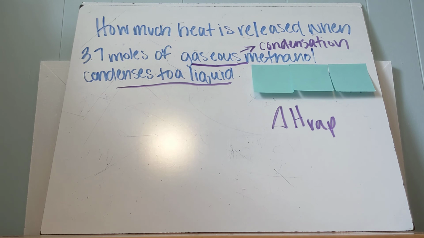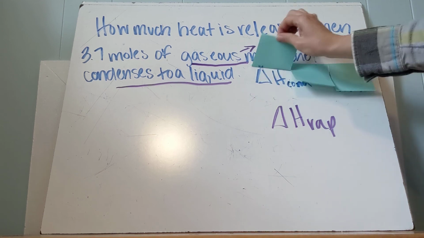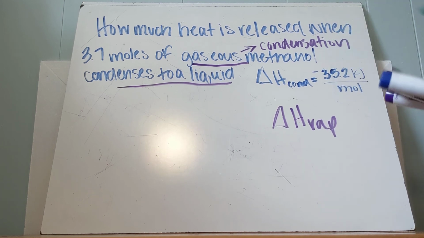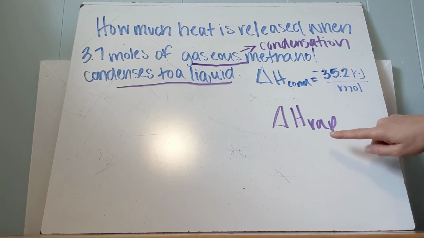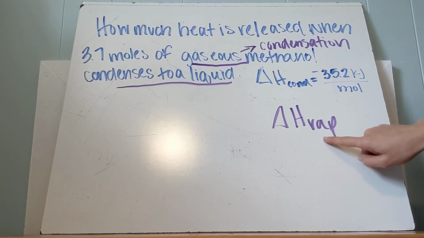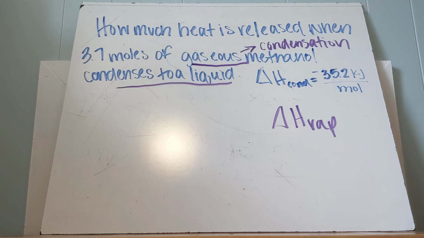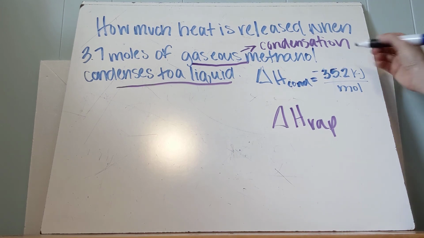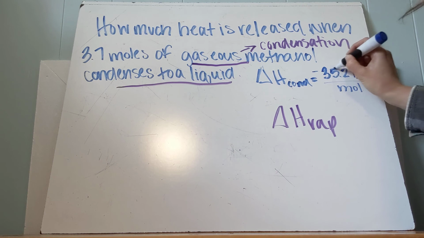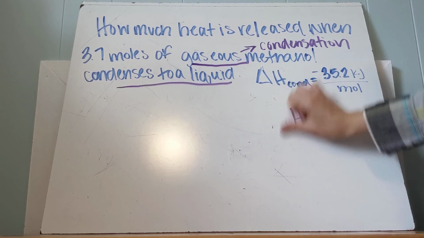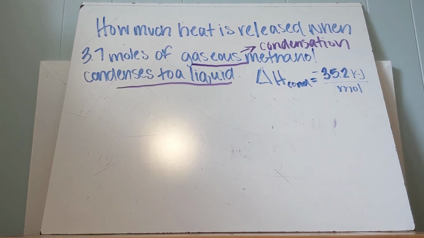I looked up the delta H of vaporization for methanol, and when I looked up the delta H of vaporization, I made it negative. So the delta H of condensation was not there. I want to make a note of that. The delta H of vaporization was there, and I just made it negative to be the delta H of condensation. So the delta H of condensation is negative 35.2 kilojoules per mole.